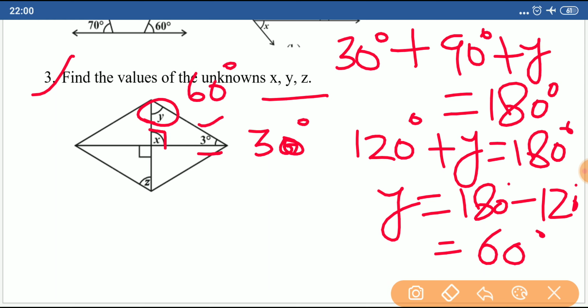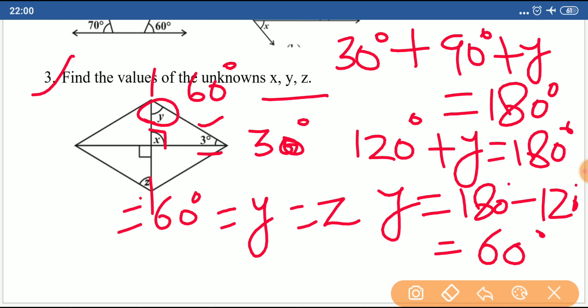Clear? Now you can see here y and z are making alternate interior angles. So simply you can say your z is also equal to 60 degree, because this line and this line are parallel and this can be your transversal line. So these two are making alternate interior angles. So you can say y and z are equal. So z is also 60 degree. Simple.